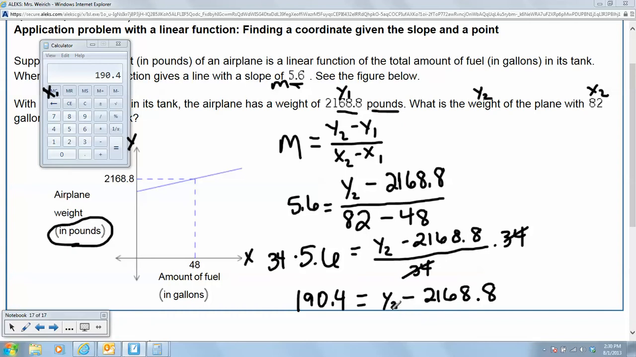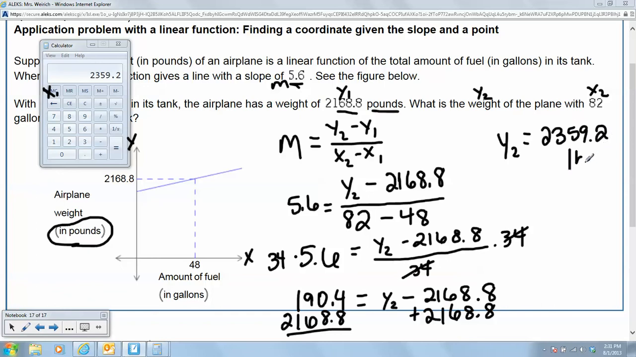Then to get y2, I'm going to do the opposite of subtracting 2,168.8 by adding 2,168.8. This might actually be easier for you to do without a calculator, but you're certainly allowed to use the calculator. You just take 190.4 plus 2,168.8, and you get y2, which is our answer. At this point, we can put this in the answer blank. So y2 is going to be 2,359.2. And that is the weight, so this is in pounds.